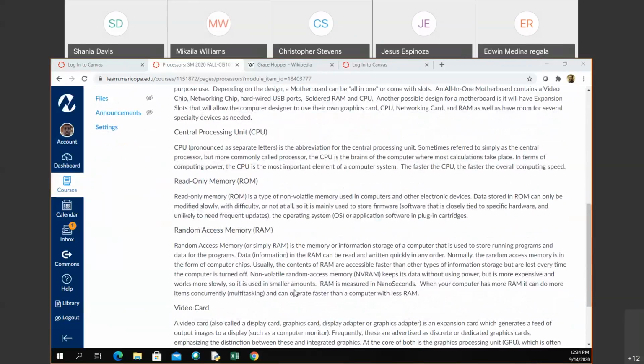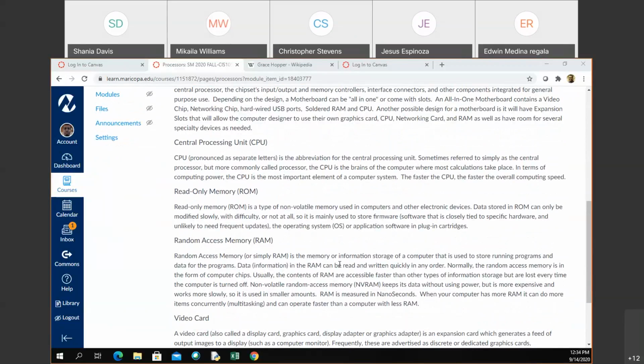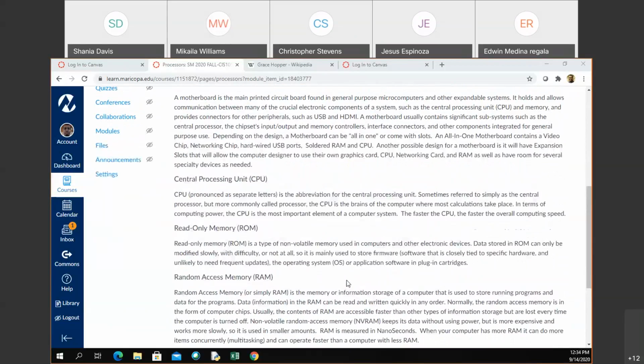So there's other things on here as well. RAM is the second most important storage and memory, and what this does is it stores temporarily what's going on. So it stores anything that's currently running or any data that's currently being used. That's stored there. And so it is volatile. So it is very temporary.